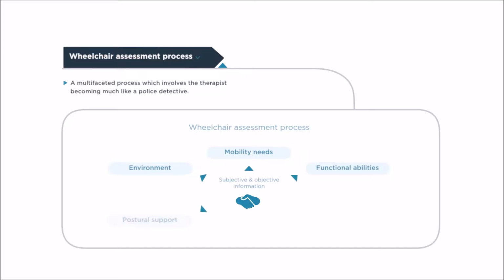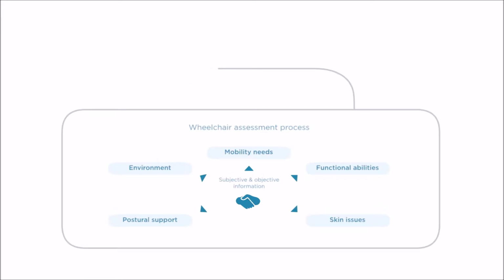The wheelchair assessment process is a multifaceted process which involves the therapist becoming much like a police detective, collecting both subjective and objective information about the person, including their mobility needs, their environment, their functional abilities, the level of postural support they require, and any skin issues they may have, in order to gain a full picture of the person's needs.